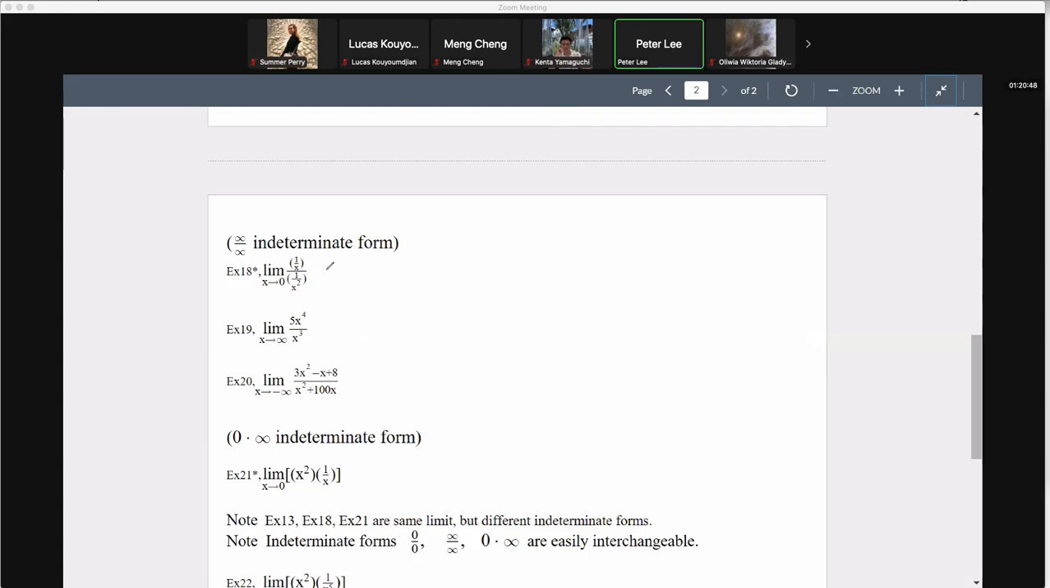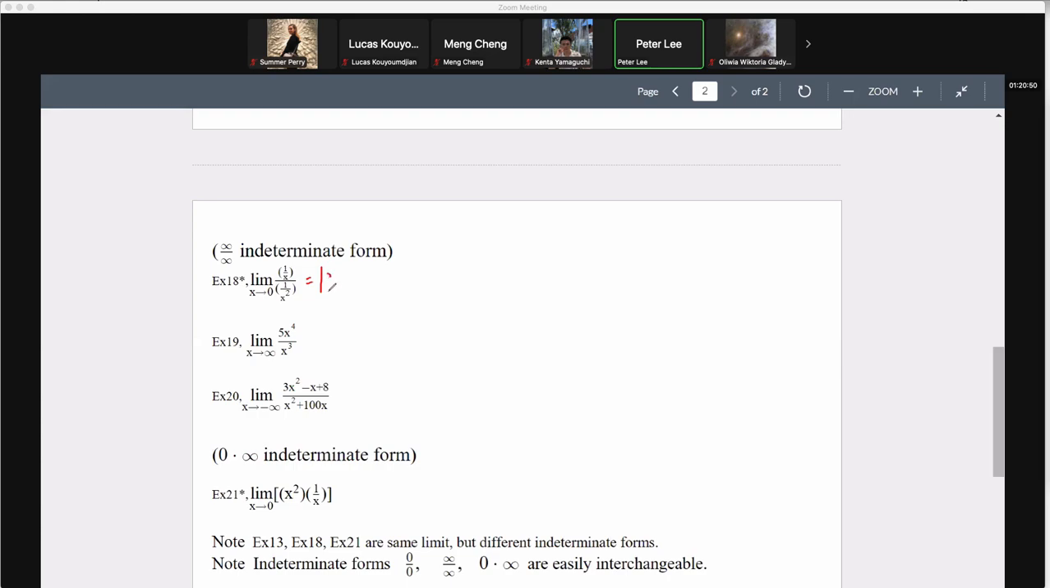This one we simplify, so we cannot plug it in. X approaching 0. What is that going to be? Well, the whole thing will actually become x, and then this will be 0. So we have an infinity over infinity form, but we got 0 in this case. It approaches 0.